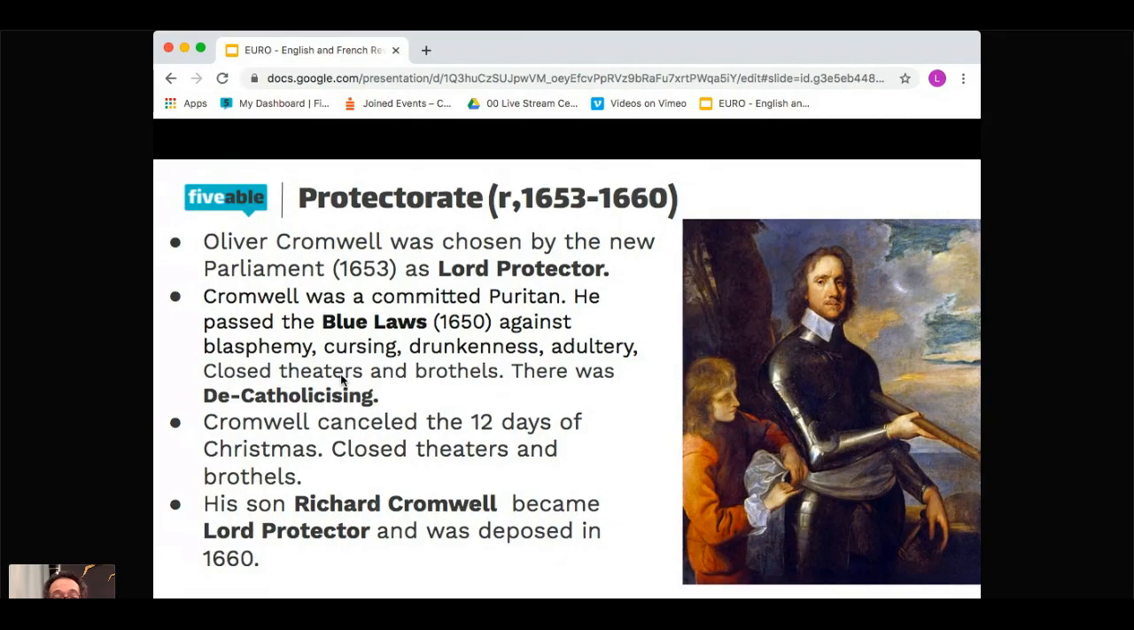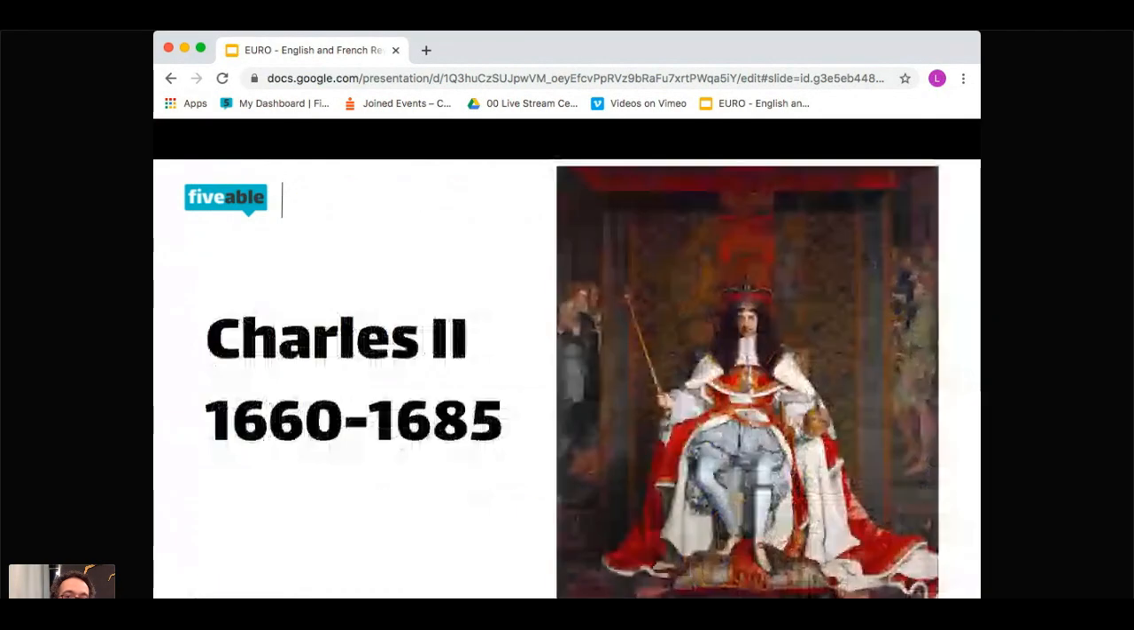And when he dies, there's no structure in place. His son, Richard Cromwell, replaces him and becomes Lord Protector, but it turns out his son is no Oliver Cromwell, and very, very quickly his son loses power, which leads us to the Restoration, when they're bringing back Charles the First's son, and that's Charles II.